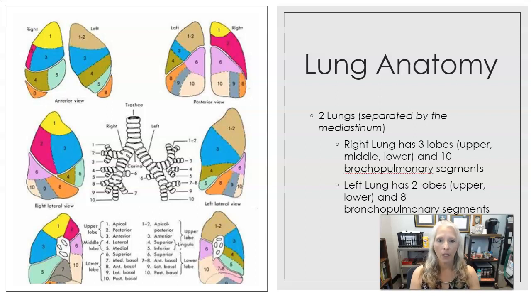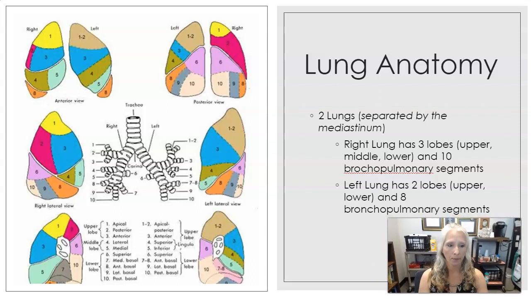Lung anatomy, it's a little bit complex when you look at the left and the right sides, because the left side's a little different because it has to work around the heart. So the right lung has 3 lobes, upper, middle, and lower, and then 10 segments that branch off of the bronchi, those bronchopulmonary segments that make up those lobes. The left lung has only 2 lobes, an upper and a lower, and it has 8 bronchopulmonary segments.